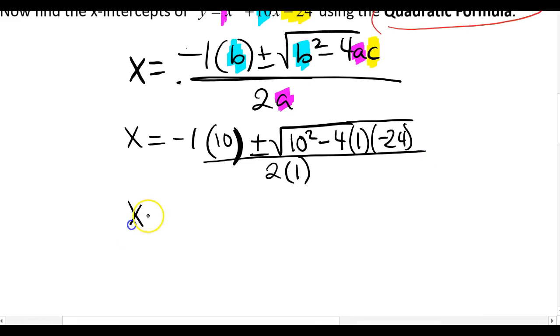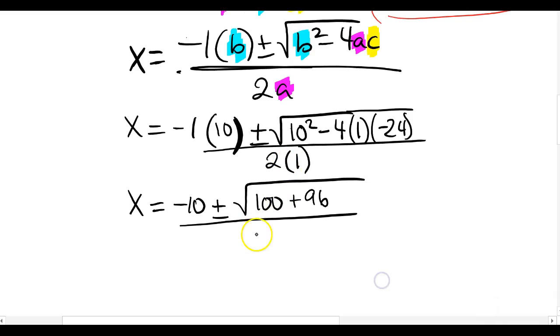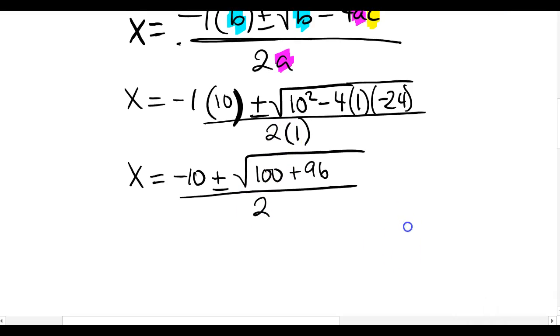So now, let's simplify this. So negative 1 times 10, it's just negative 10. Then let's simplify the square root. Well, 10 squared, that's 100. And then negative 4 times 1 is negative 4. And then times negative 24, well, that's positive 96, so plus 96. All over 2 times 1, and 2 times 1 is 2. Okay?